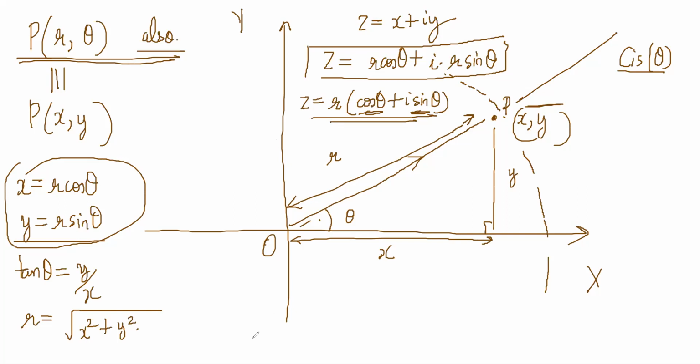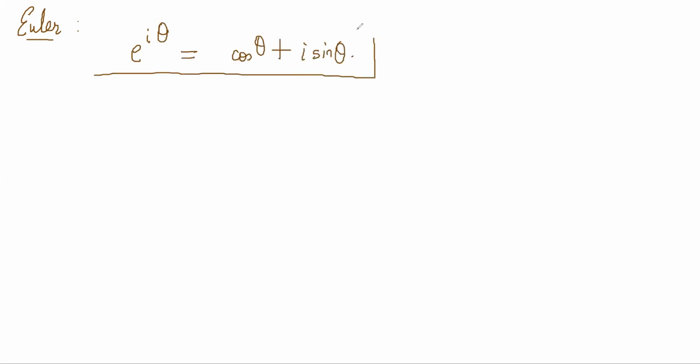Now here we have to think about one important theorem that a great mathematician called Euler proved in the 1700s. e power i theta is equal to cos theta plus i sin theta. Now this is what he proved.